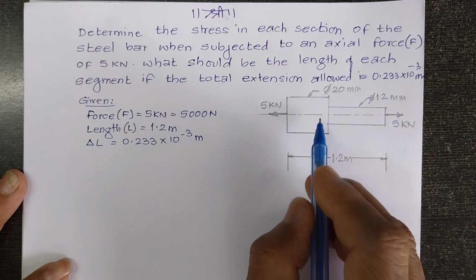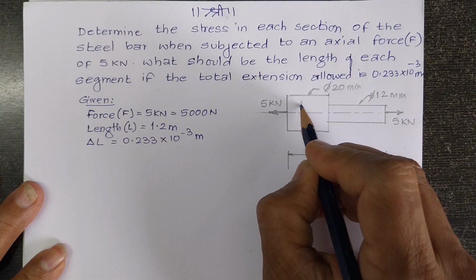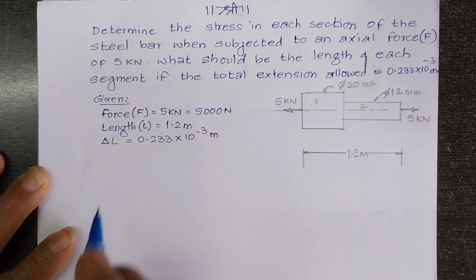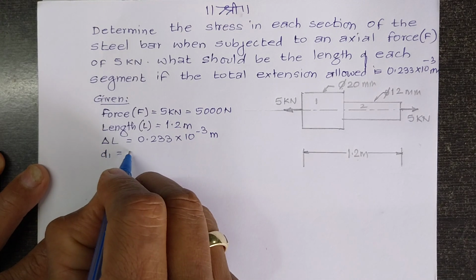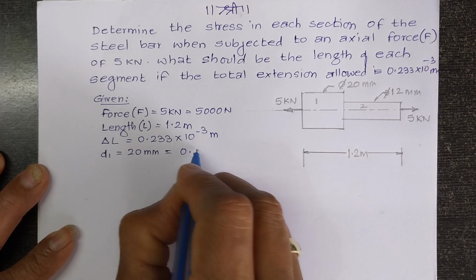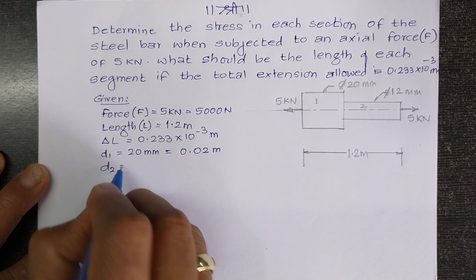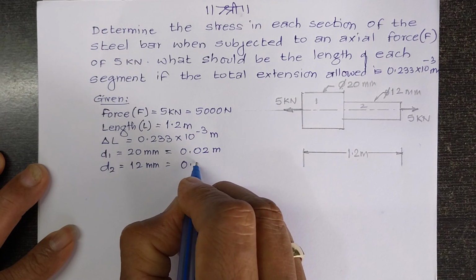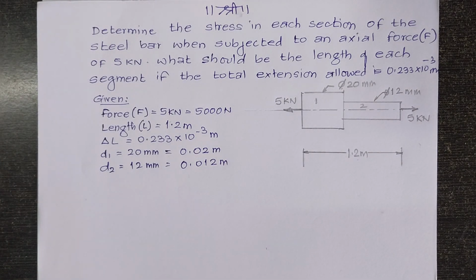In the figure are also given the diameters. Now for the sake of understanding, let's label this as 1 and this as 2, segment 1 and 2, and therefore we'll have the diameter of the segment 1, D1 here, given as 20 mm, which works out to, divided by 1000, of course, 0.02 meters. When you divide the second diameter also by 1000 to convert it to meters, it works out to 0.012 meters.